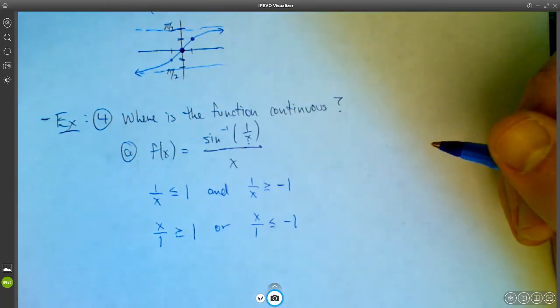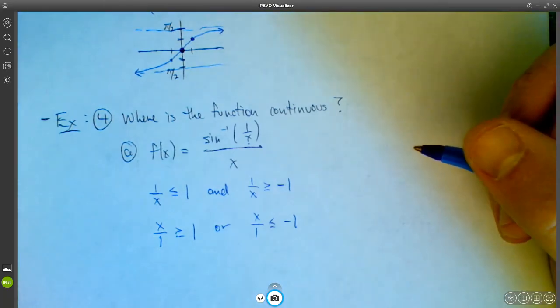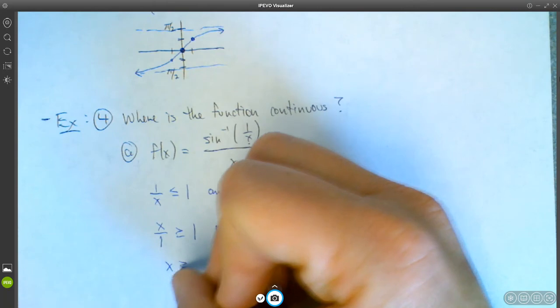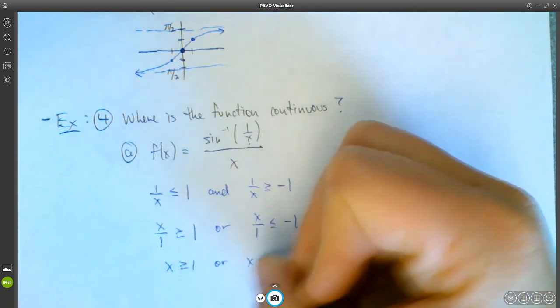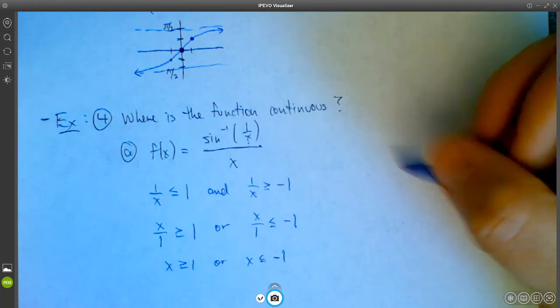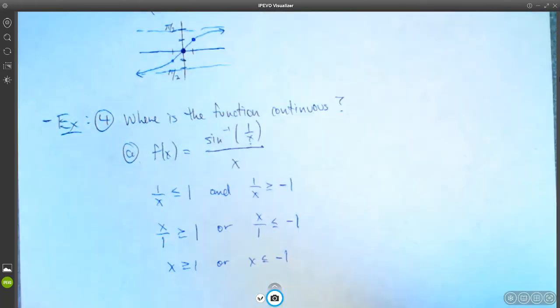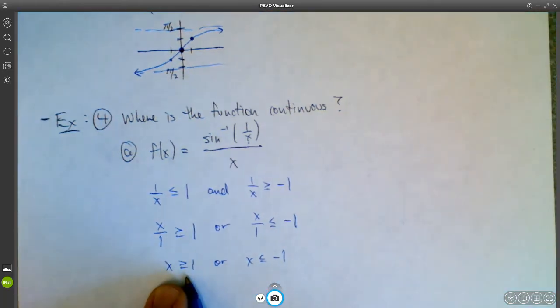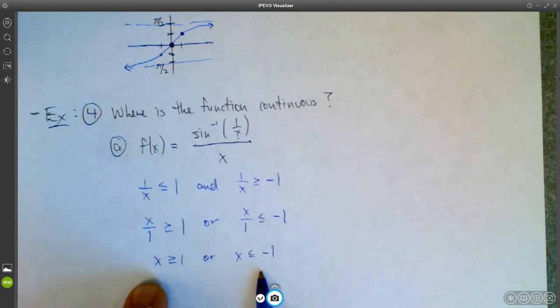So the logic is kind of a little bit tricky perhaps, but yeah, we would need for x to be bigger than or equal to 1, or x to be less than or equal to -1. We also need for x to not be 0, but notice that if x is bigger than 1 or less than -1, it's not going to be 0 anyway.